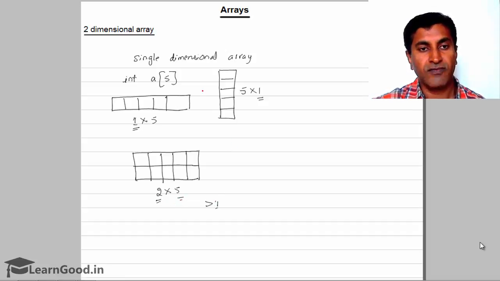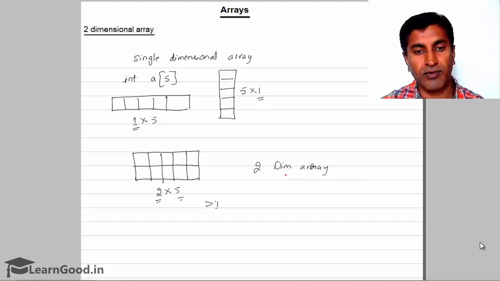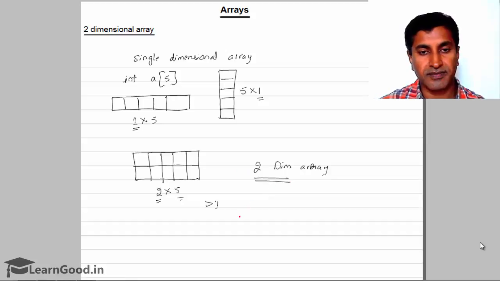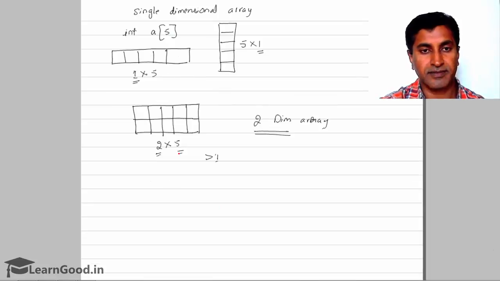In such cases we call it a 2-dimensional array. Same way you can go for 3-dimensional array, 4-dimensional array. Here we'll be discussing 2-dimensional array. So when you have more than 1 row and more than 1 column in a matrix, we call it a 2-dimensional array. So how do we declare this 2-dimensional array?